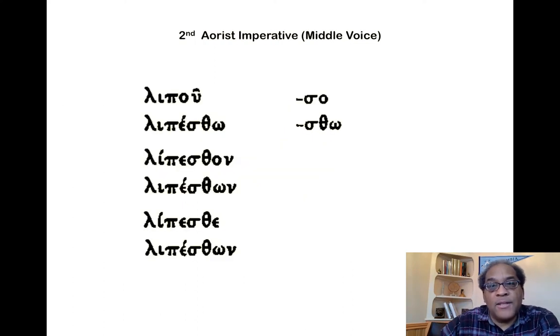Okay, and so the second aorist imperative, like we just saw a second ago, we have λιποῦ, with the accent over the upsilon. Λιπέσθω, λίπεσθε, λιπέσθων. And so these, again, are pretty straightforward.